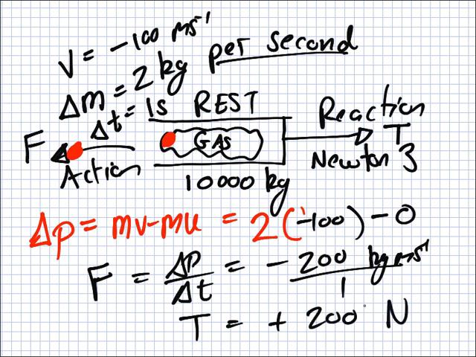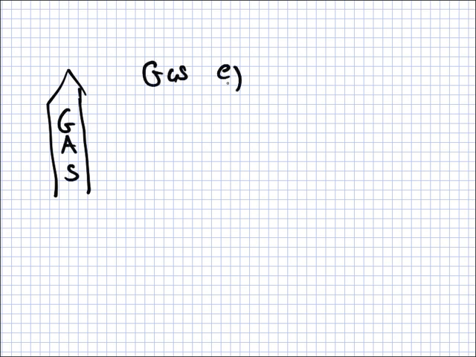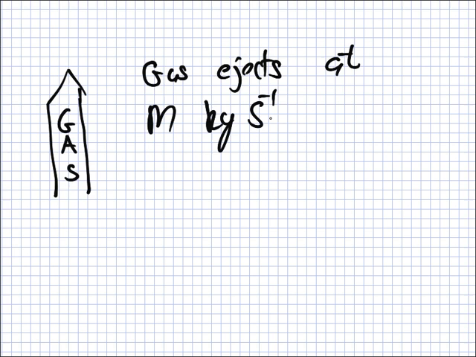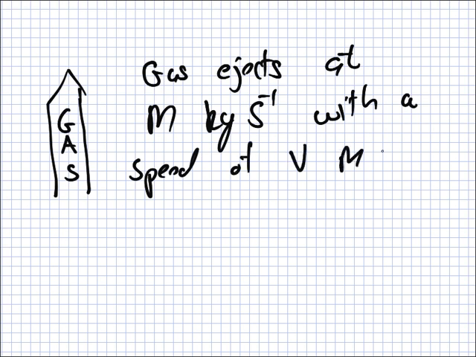So let me just summarize this nice and neatly for you. So if you have a rocket and it has a gas in it, and let's say the gas ejects at m kilograms per second, and the per second is important, with a speed of, let's say, v meters per second. And I'm just going to actually highlight it's very important that this is per second.